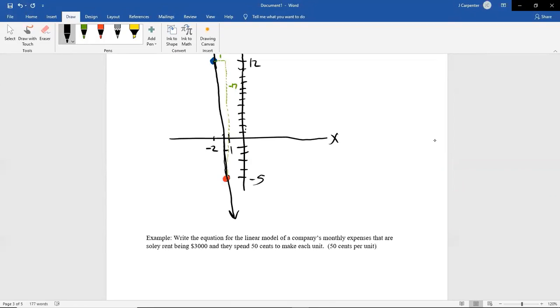So we have a rent of $3,000. Now that month's rent is not changing until maybe another year or two from now, in which case the model would change. As I've said, models can change eventually. And then it's 50 cents to make each unit.